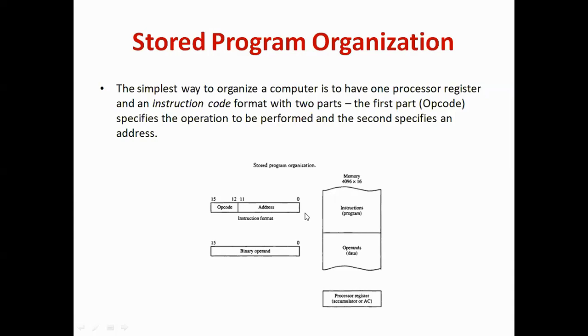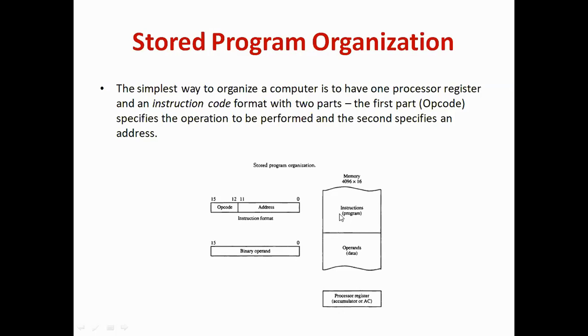And this whole will be 16 bits because one word is 16 bits, so it will be bits 0 to 15. Since the address is 12 bits, the remaining 4 bits become the opcode, bits 12 to 15. And this operand will also be 16 bits, 0 to 15.